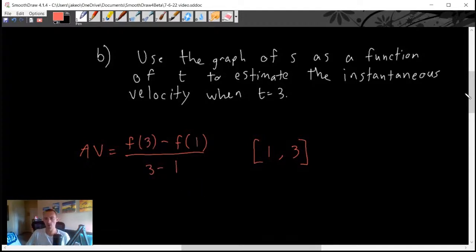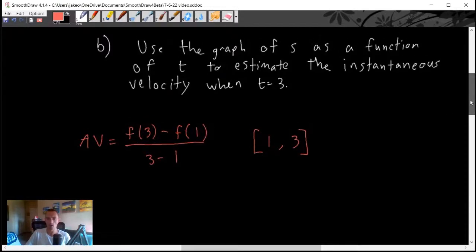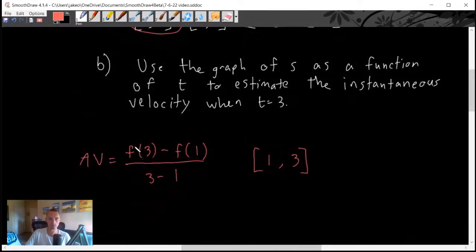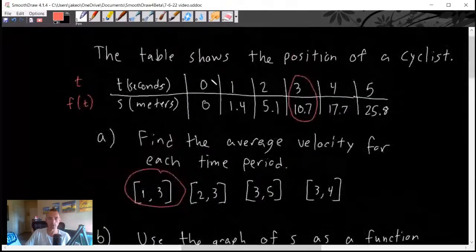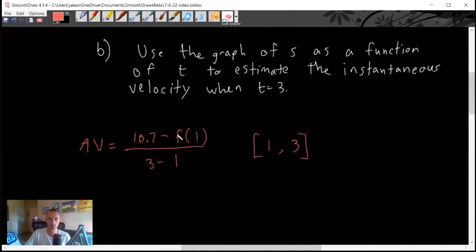Okay. Now, looking at our table, we need to figure out what f of 3 and f of 1 are. Well, f of 3 is just going to be whatever the output of our table is when our input is 3. So when our input is 3, our output is 10.7. So f of 3 is 10.7. And then if we want to find f of 1, that's just going to be our output whenever our input is 1. So our output is 1.4 when our input is 1. So f of 1 is going to be 1.4.